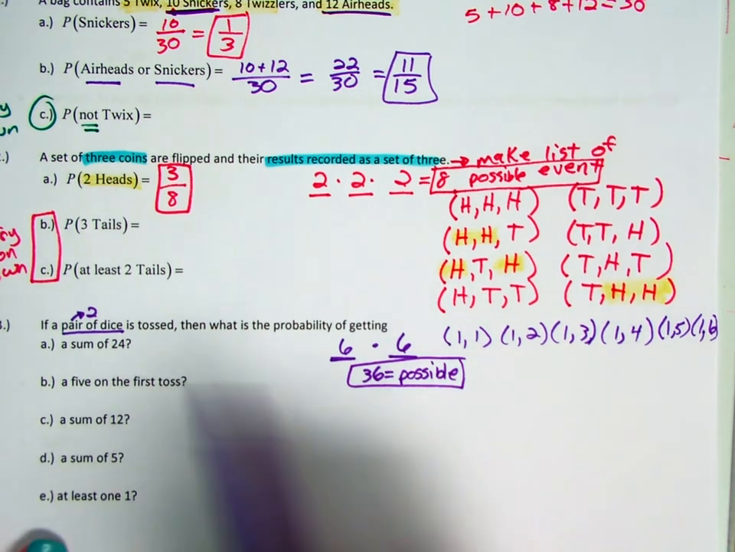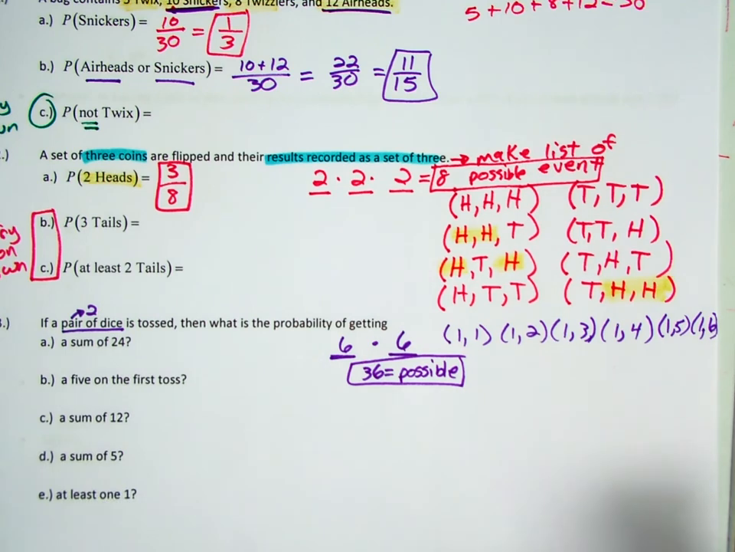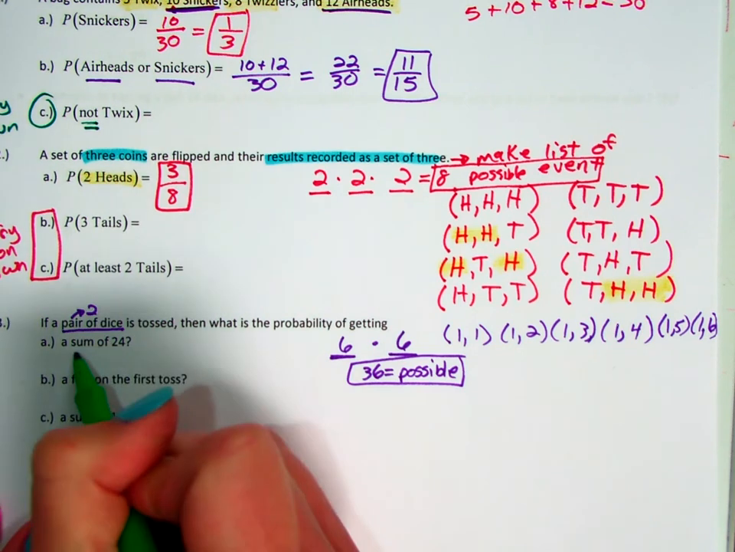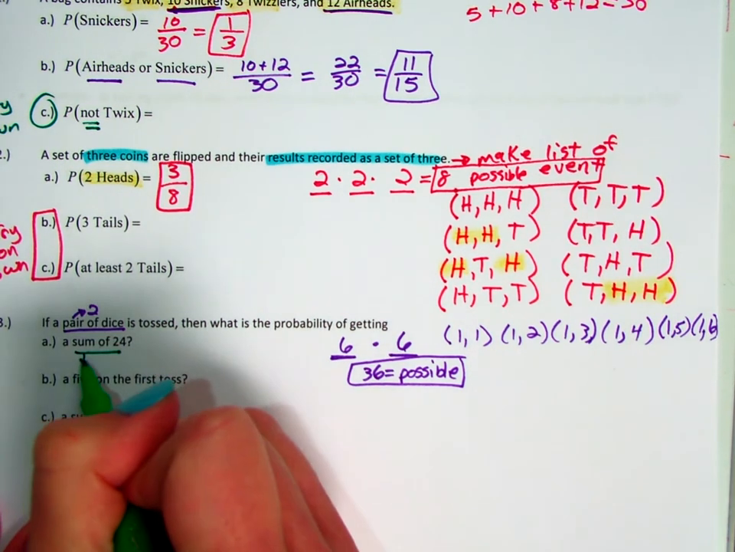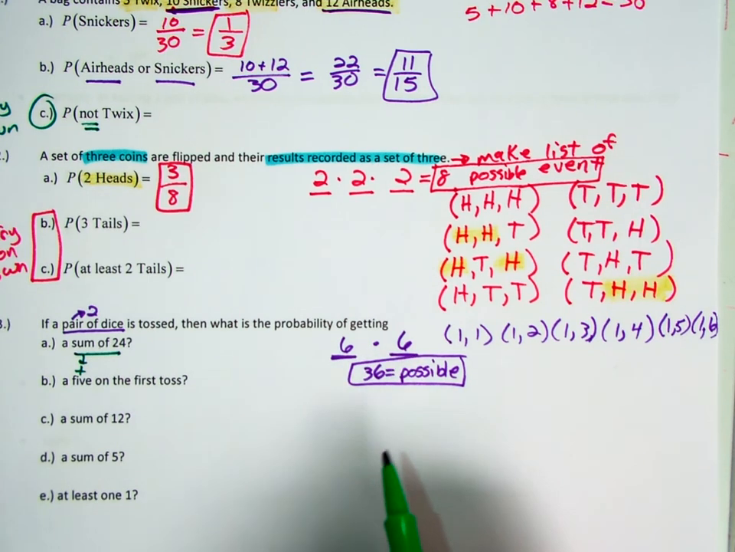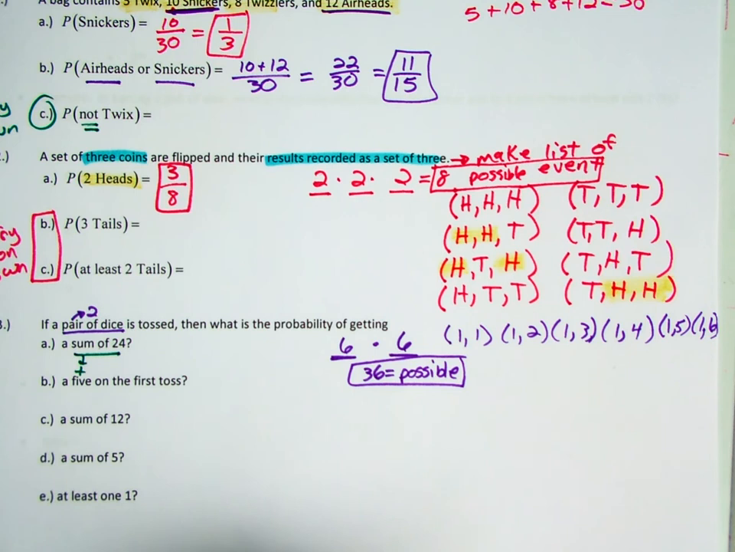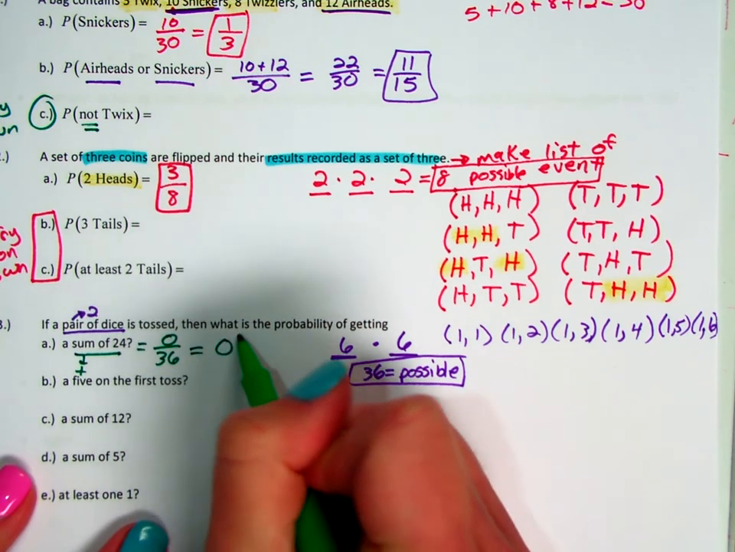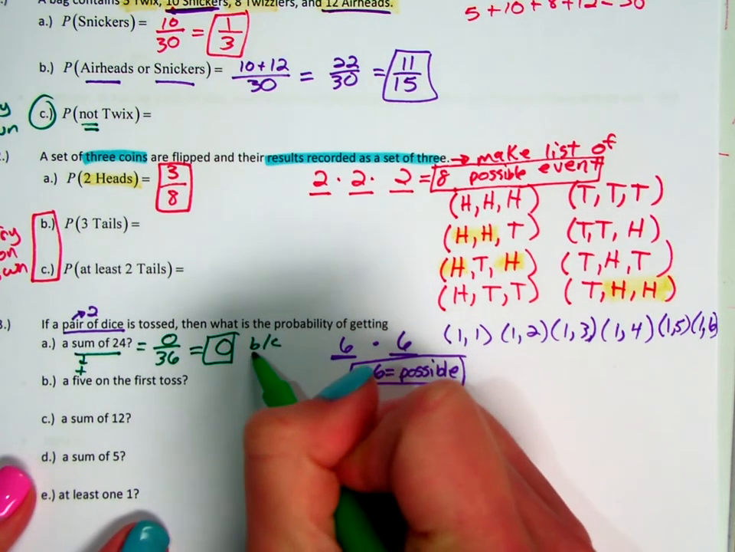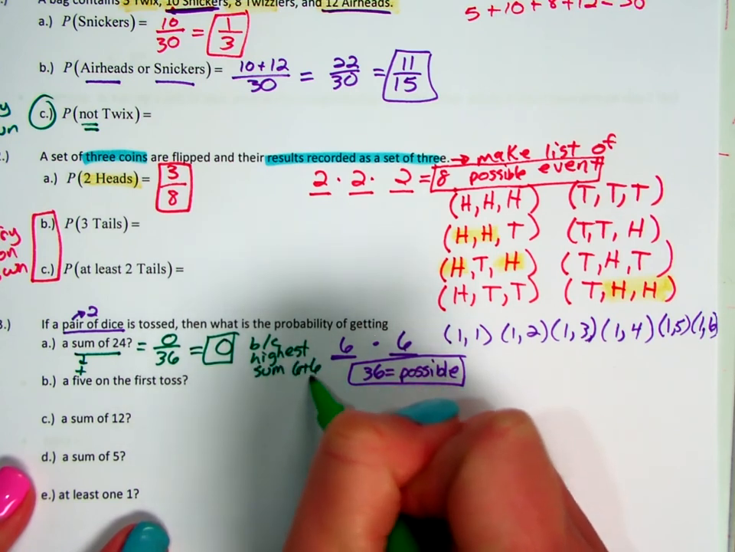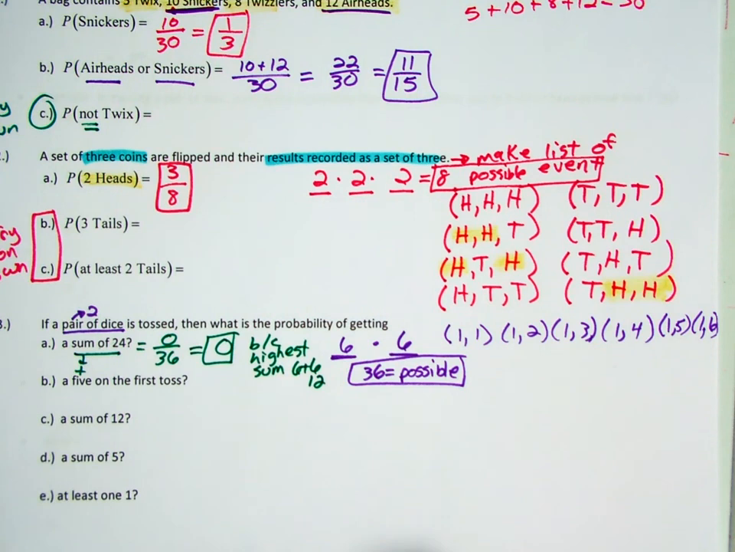And I can list out all of them if that helps me with this, but sometimes you don't need to. So for example, number 1 asks that we get a sum of 24. Well, sum means to add. Even if I add the highest number, 6 plus 6 is still 12. There's no way to add 2 of those numbers together, 1 through 6, and get 24. So it's 0 out of 36, which means my probability is 0, because the highest sum is 12, because it's 6 plus 6, which is 12. Okay?